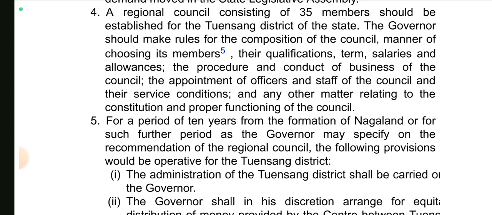The Governor should make rules for the composition of the council, manner of choosing its members, their qualifications, terms, salaries, and allowances, the procedure and conduct of business of the council, the appointment of officers and staff of the council and their service conditions, and any other matter relating to the constitution and proper functioning of the council.